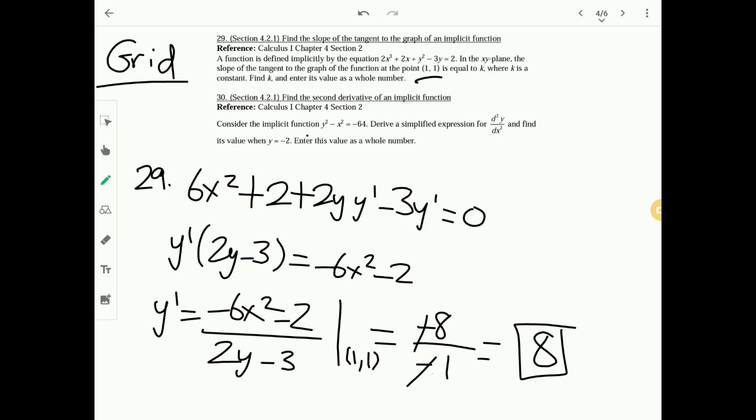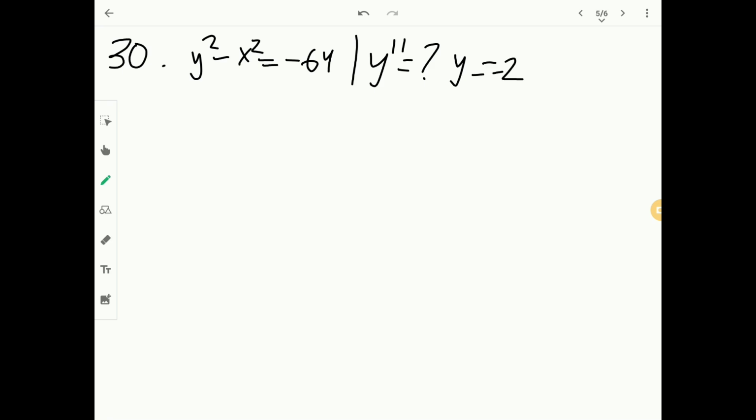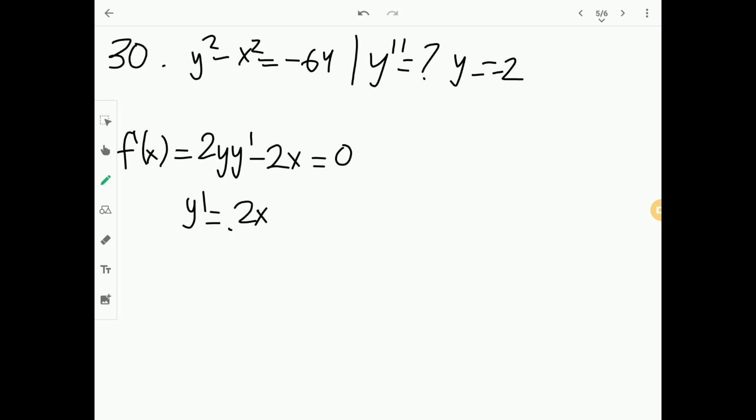In 30 we are given that y squared minus x squared is minus 64. We need y prime at y equals minus 2. Okay, so y squared minus x squared is minus 64. We need y prime, so y prime equals question mark when y is equal to minus 2. So first we need to find y prime: 2y y prime minus 2x is equal to 0, right? So y prime is equal to 2x over 2y.